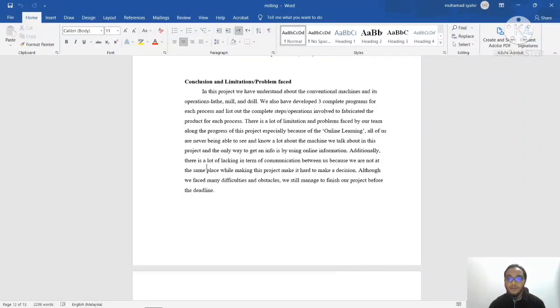Actually, there were a lot of limitations and problems faced by our team along the progress of the project, especially because of online learning. None of us had ever been able to see and know a lot about the machines we talk about in this project, and the only way to get information was by using online sources. Additionally, there was a lot of lacking in communication between us because we were not at the same place while making this project, making it hard to make decisions or plans.